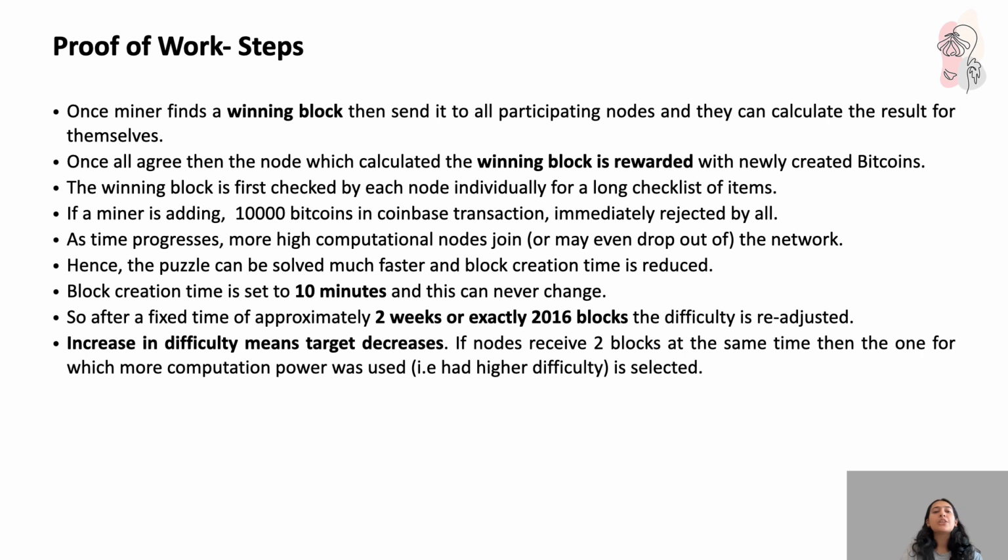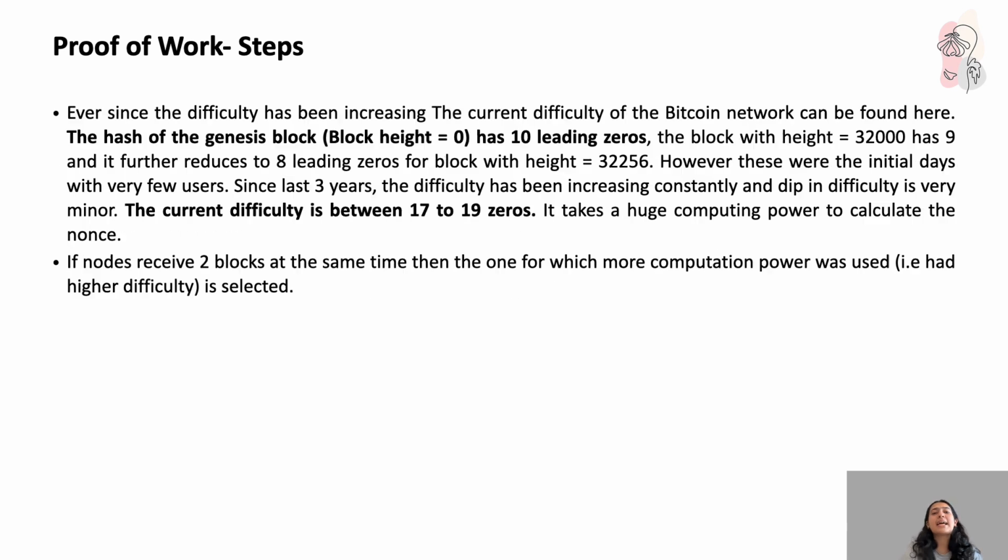Do you get it? So increase in difficulty means what? Your target decreases. And if two nodes give you two blocks at the same time, and they're both right, which one are you going to check in? Which one are you going to actually consider? The one that has more computational power, because that is what your proof of work is.